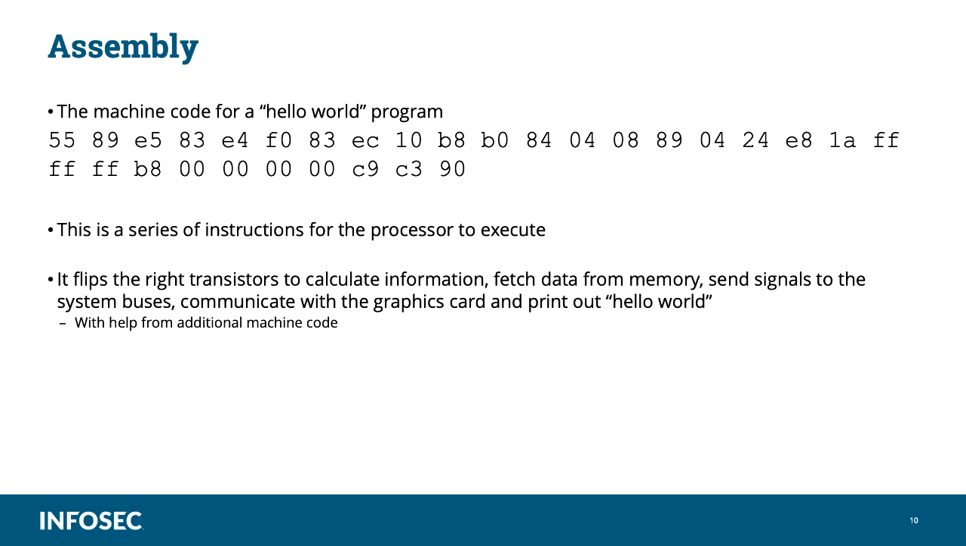Well, that series of numbers is flipping the right transistors to calculate information, fetch data from memory, send signals to the system bus, and then communicate with the graphics card and print hello world. So it's getting additional help from additional machine code, but understand that there's a lot of complex things happening on your computer and your CPU when you request something so simple as a hello world application.